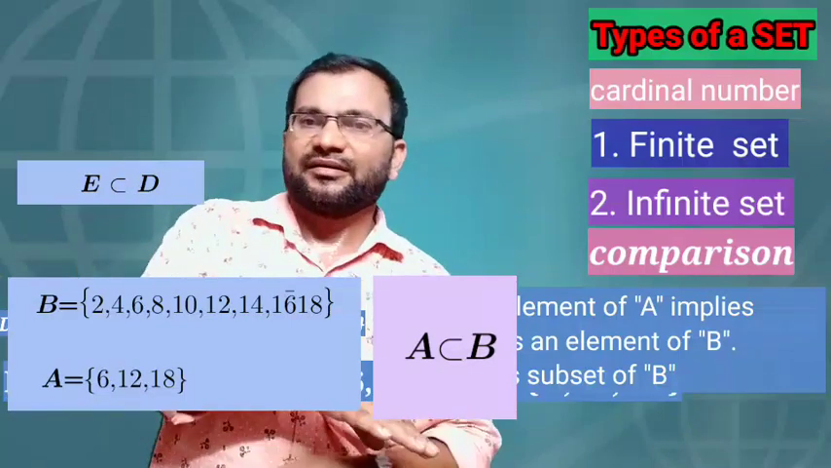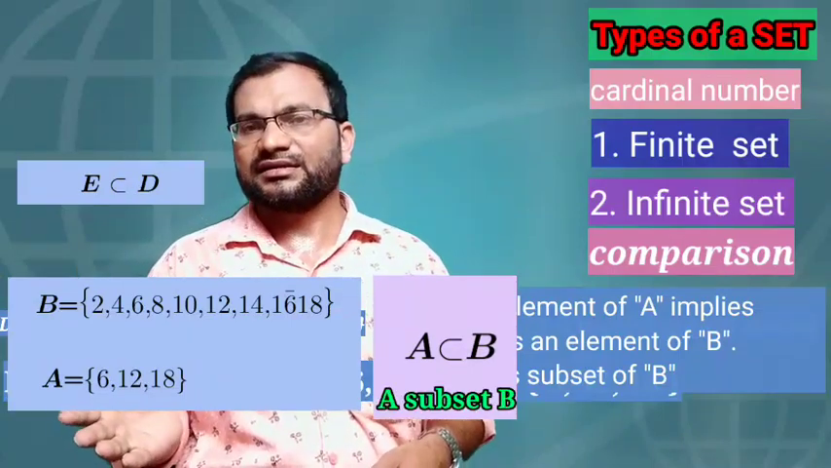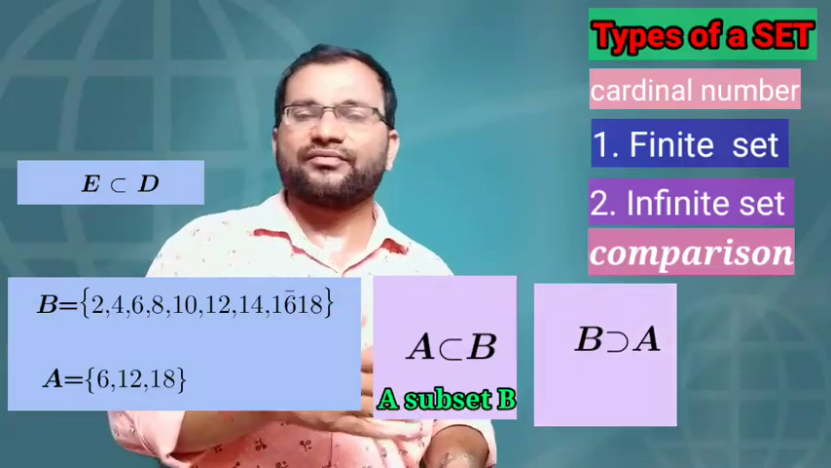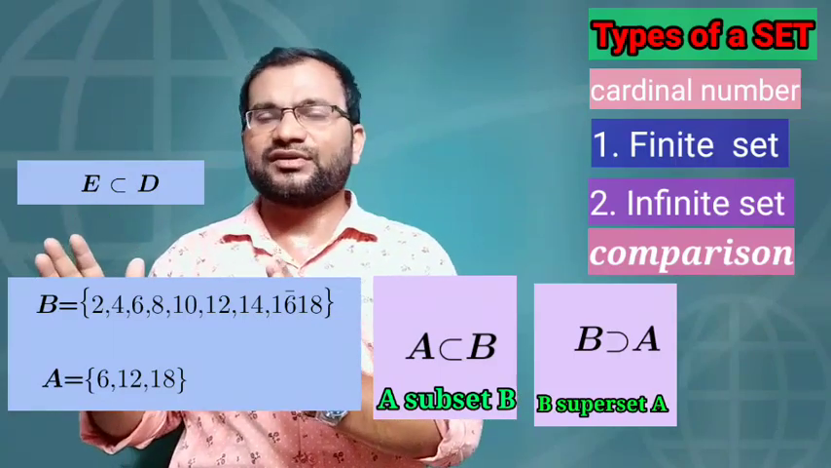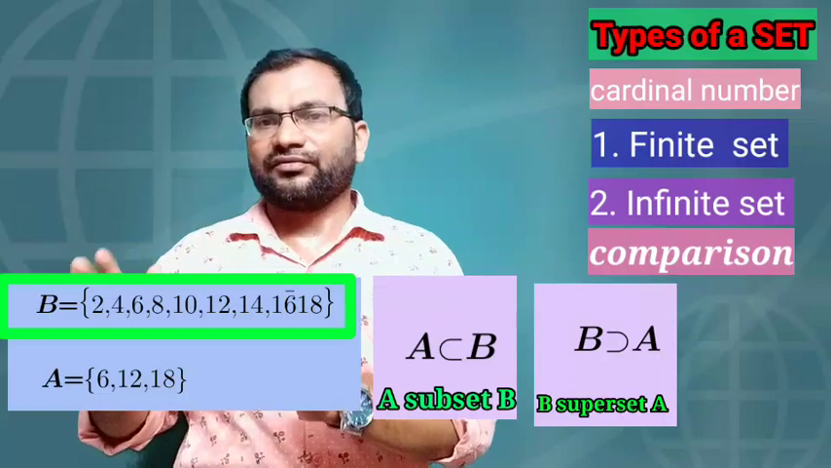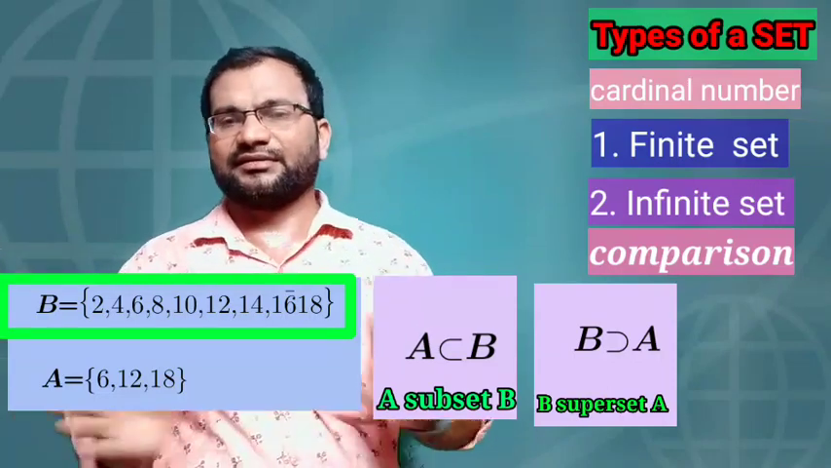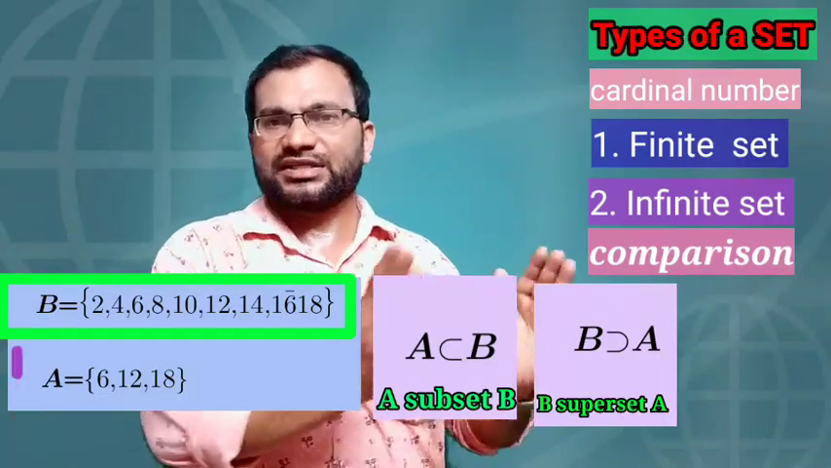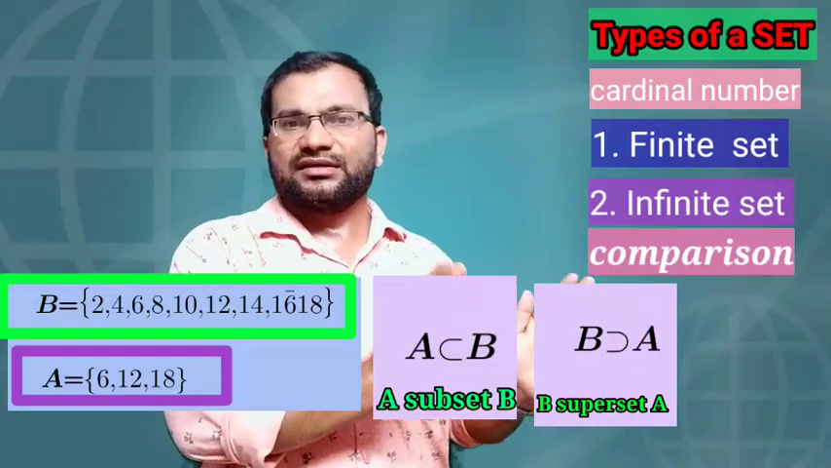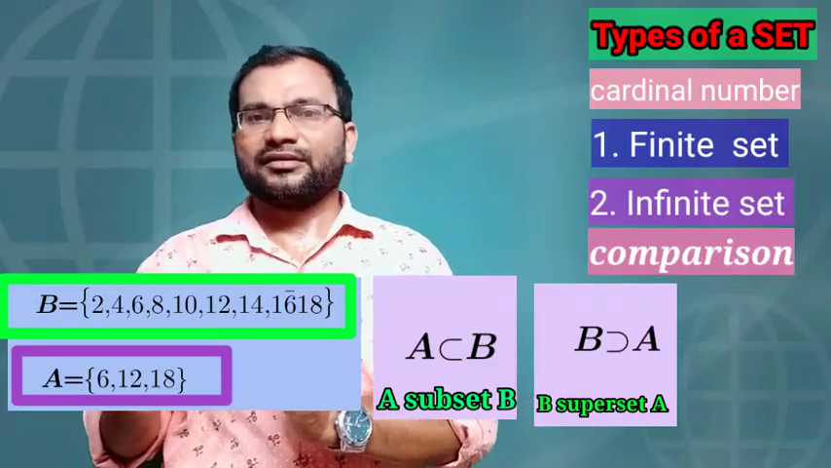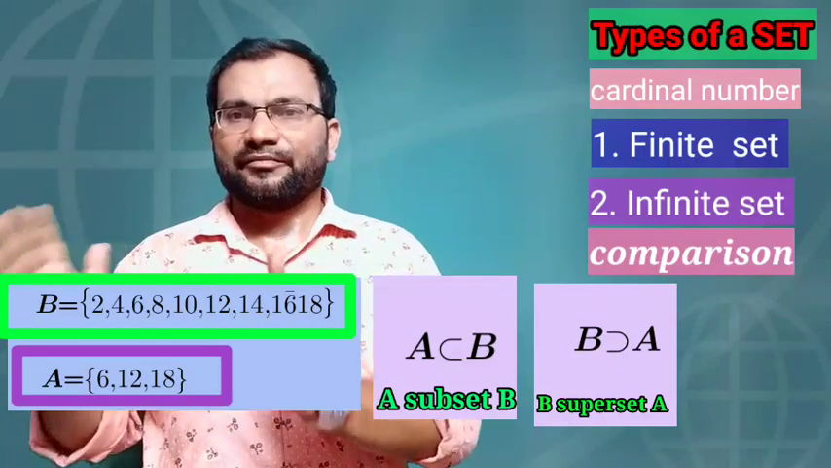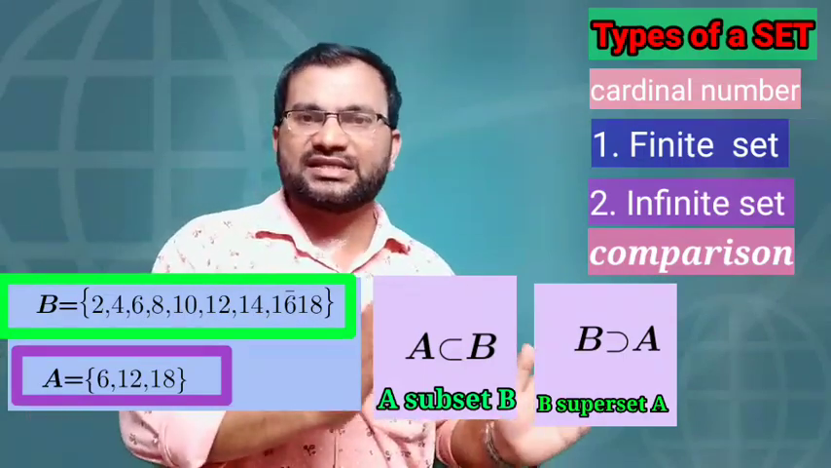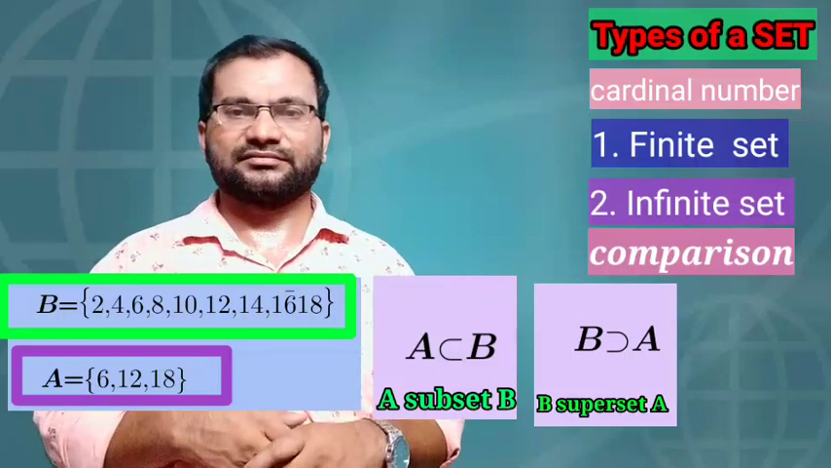Vice versa, B is a superset of A. Here B is 2, 4, 6, 8, 10, 12, 14, 16, 18, a big set. Here 6, 12, 18 is a small set. So A is in B, B has A in it. So B is a superset of A, and A is a subset of B by comparison.